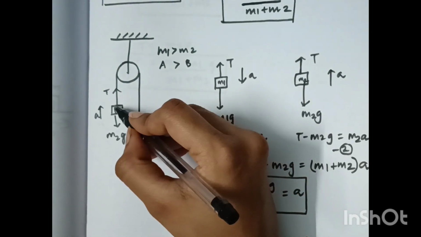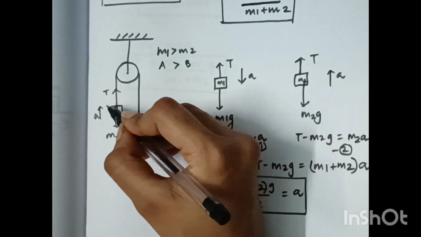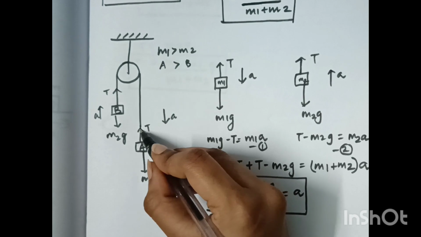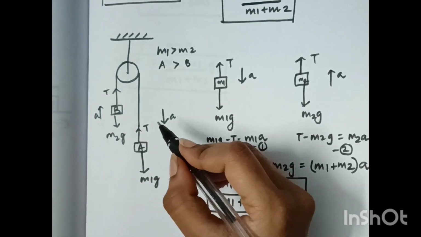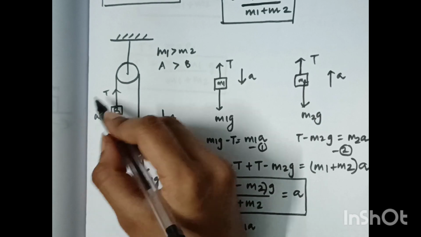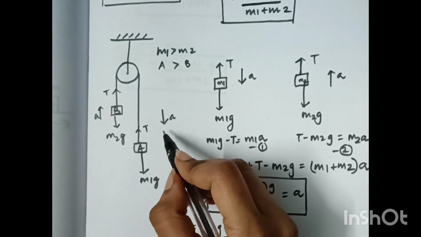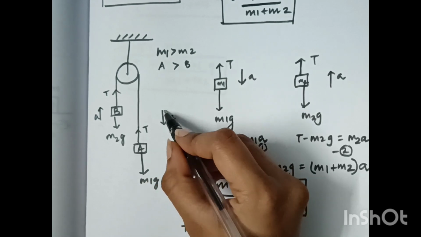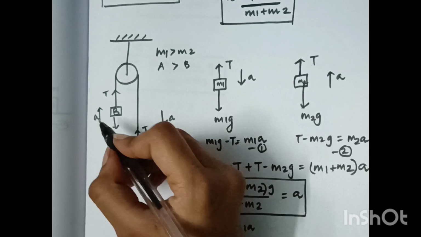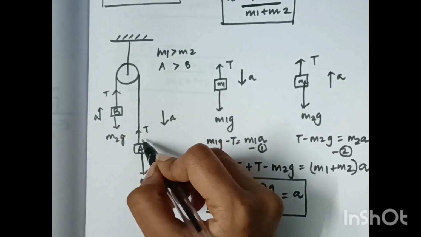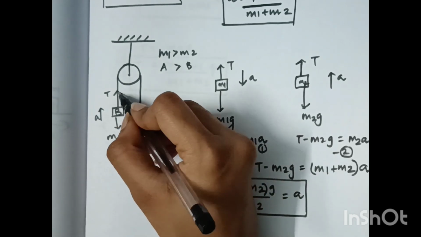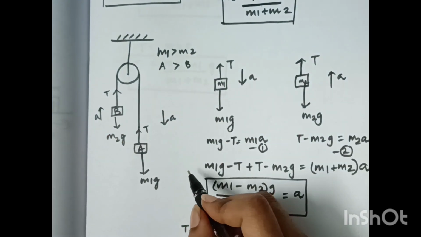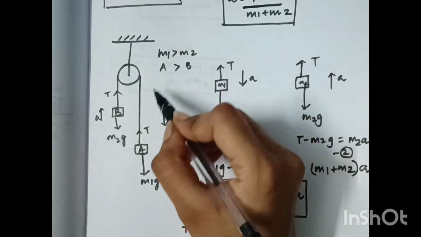But the tension in the same string is same. So here also the tension acts away from the body in this direction, that is T. Here also the tension acts away from the body, that is equal to T. Also the acceleration is same. The whole system will move with the same acceleration. But this m1 will have motion in downward direction, so acceleration will be in downward direction. Here m2 is moving upward. Because m1 is coming downward, m2 will move up. So m2 will have acceleration in upward direction. That we have to remember. If m1 is greater than m2, this is the case.